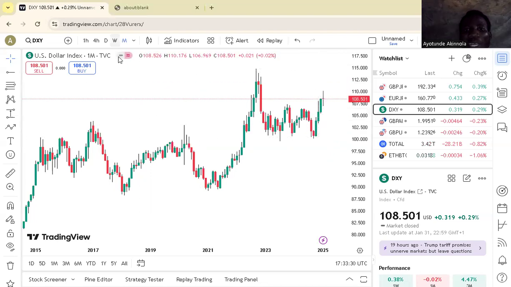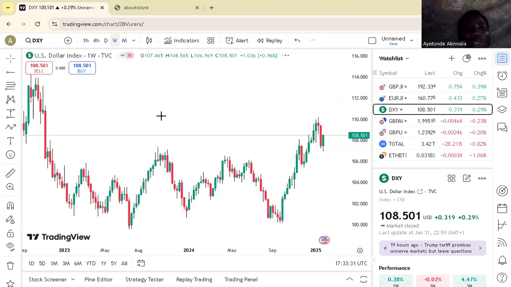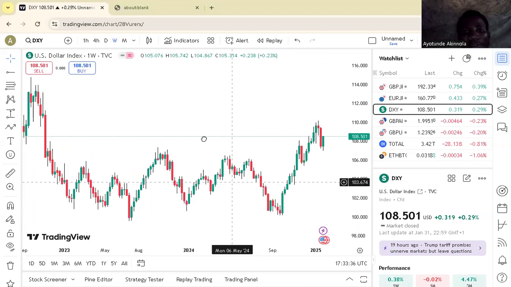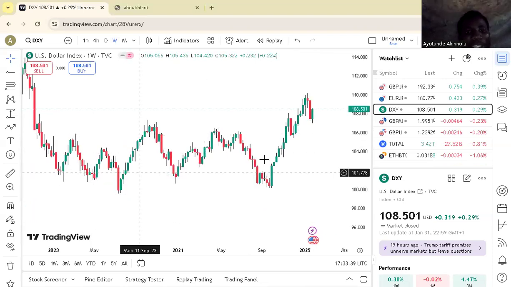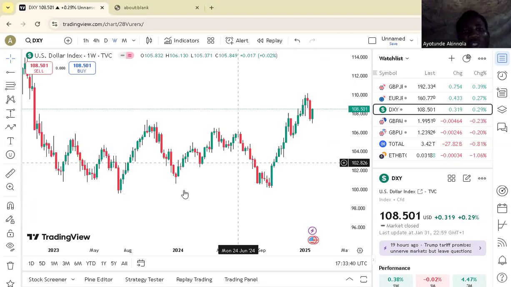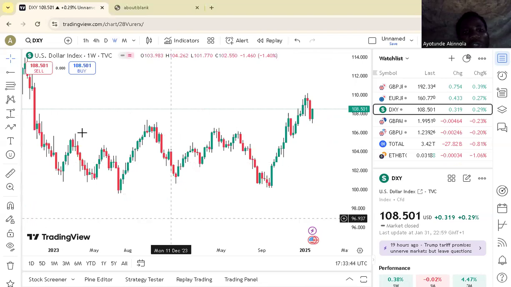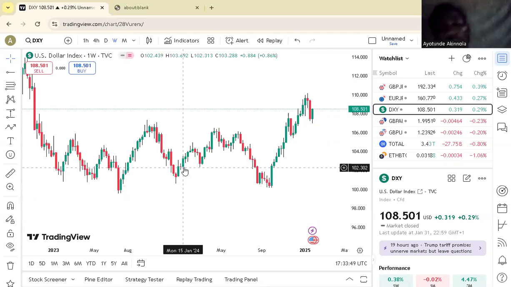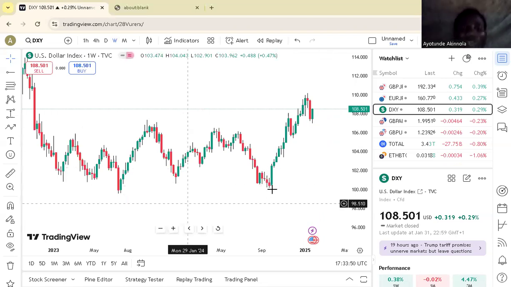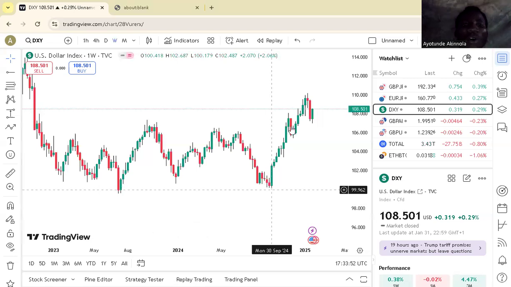So let's move down to weekly and see what the dollar is doing. Now on the weekly time frame, we can see this is actually consolidation. This is what we call sideways movement. Some people will call this the accumulation phase. That is, price is just moving sideways, preparing for the next bullish movement.